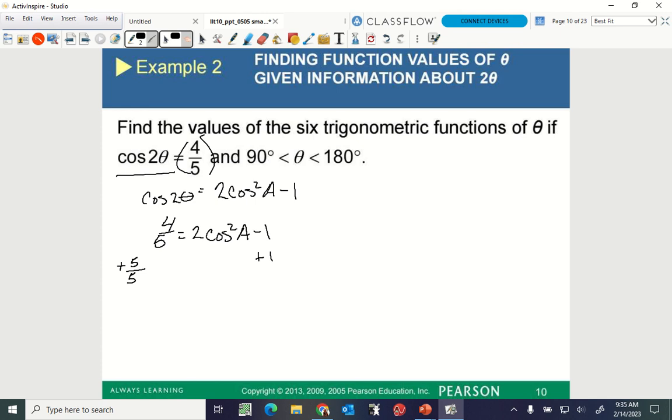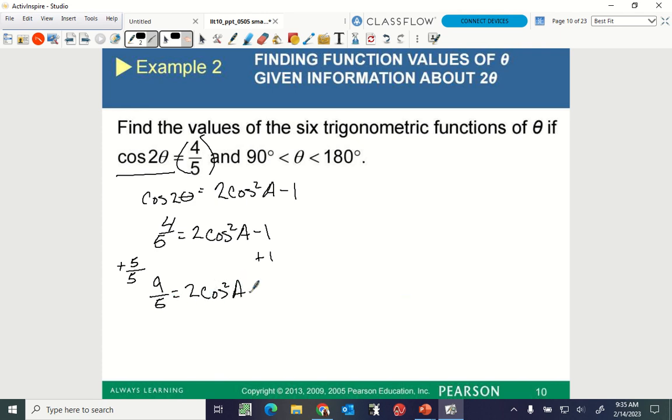The crazy eye? Okay. So we're adding 5 over 5 to 4 over 5, right? And what do we get? 9 over 5. Very good. So 9 over 5 is going to equal 2 cosine squared A.